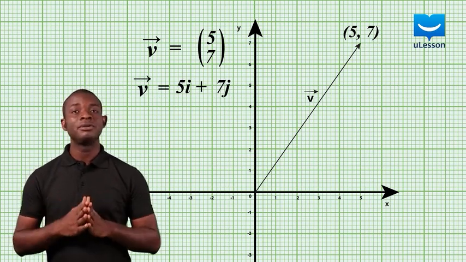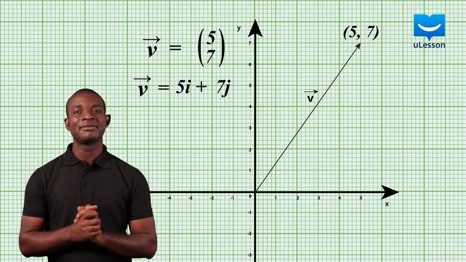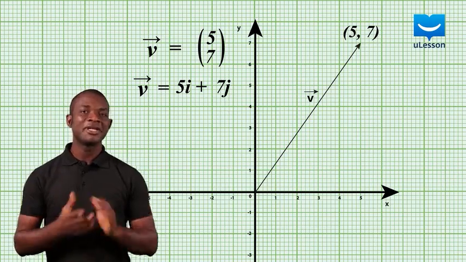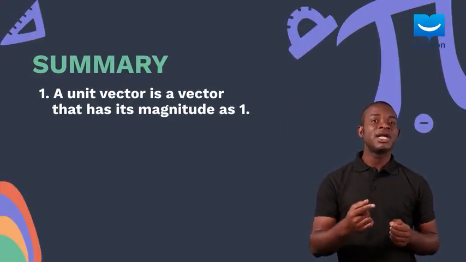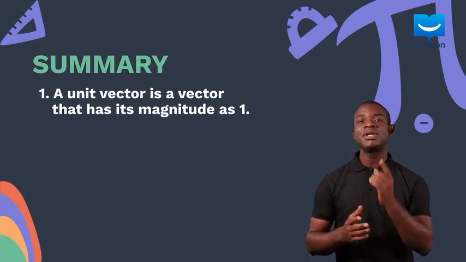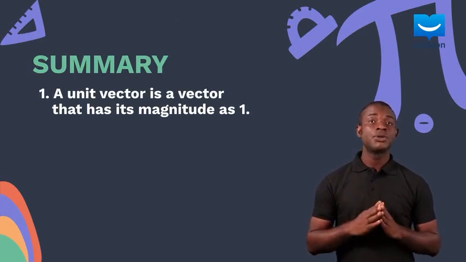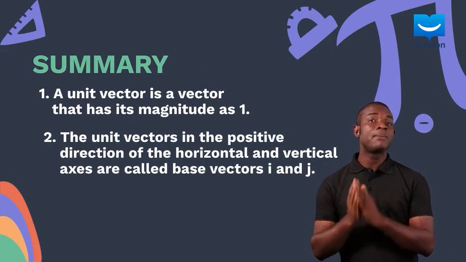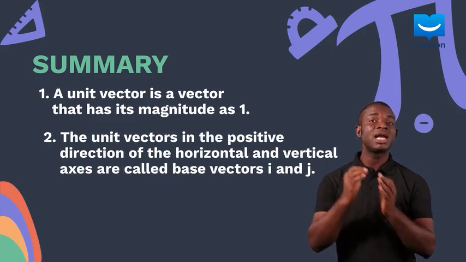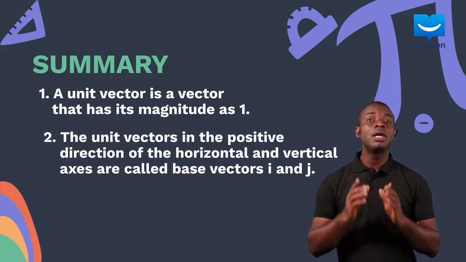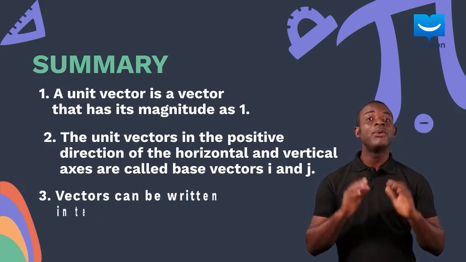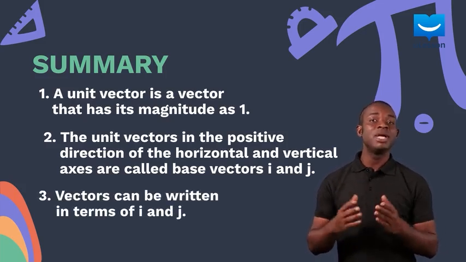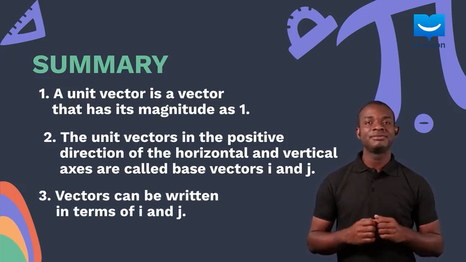We can go on and on, but let's draw the curtains here. Before I go, let's summarize. We have learned that a unit vector is a vector that has its magnitude as 1. Also, the unit vectors in the positive direction of the horizontal and vertical axes are called base vectors i and j. Finally, we can write vectors in terms of the base vectors i and j.